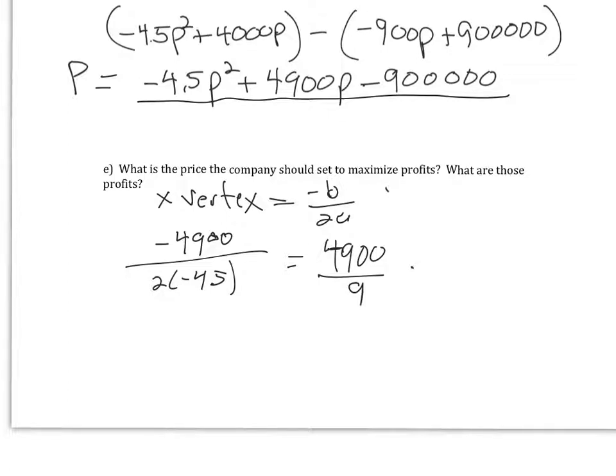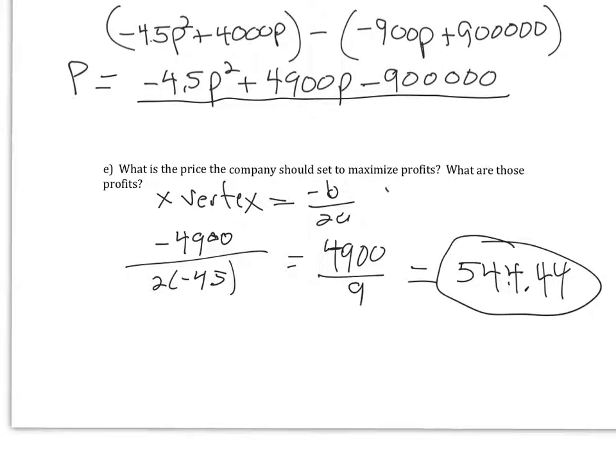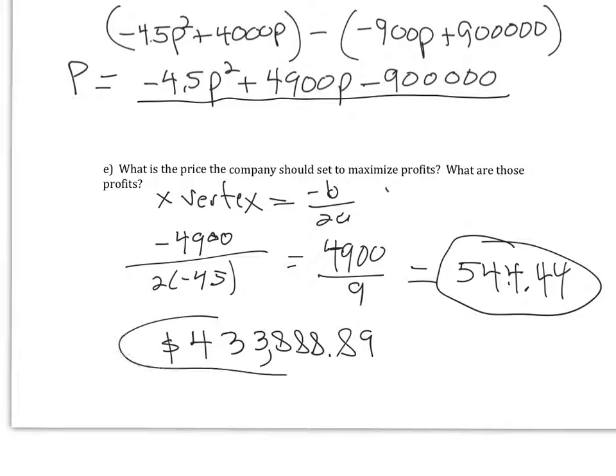And when we divide that through, we end up with 544.44 as the price that we will set for each pair of boots. When we then plug that value into the equation, we end up with this value, 433,888.89. And so that, in dollars, is our expected profit per week, according to the original setup of the problem.